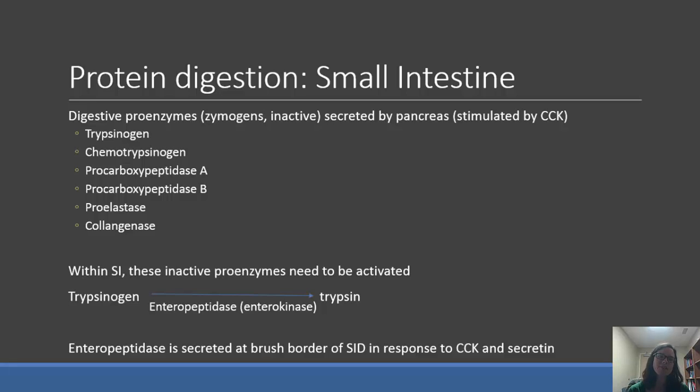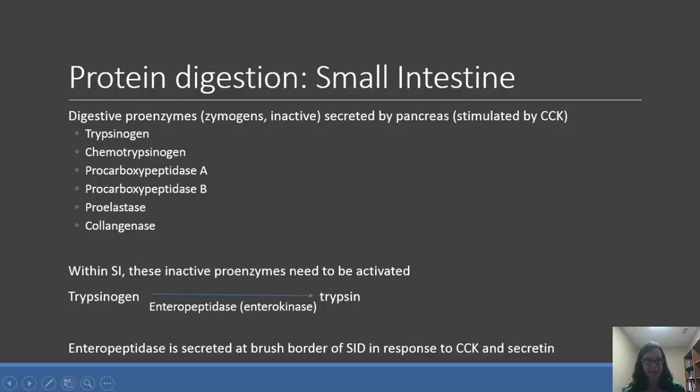Okay, so the digestive proenzymes, which we also call zymogens, are secreted by the pancreas. And these are inactive forms of the enzyme. Secretion of these proenzymes is, again, stimulated by cholecystokinin, and our main enzymes to degrade proteins or peptide chains are trypsinogen, chymotrypsinogen, procarboxypeptidase A and B, proelastase, and collagenase.